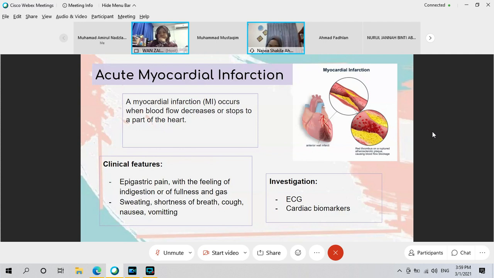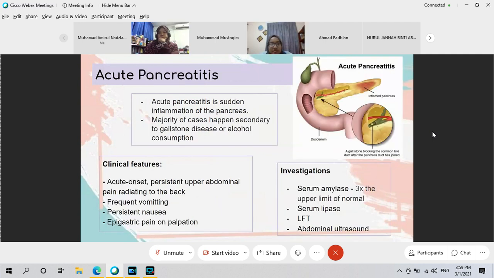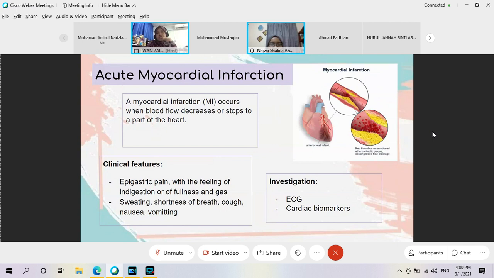And next, next is acute pancreatitis. It is sudden inflammation of the pancreas. MI tadi. Habis dah ke? Oh, done. Habis. Tengok balik. Investigation, ECG, cardiac biomarkers. Epigastric pain with the feeling of indigestion or fullness and gas, sweating, shortness of breath, cough, nausea, vomiting.